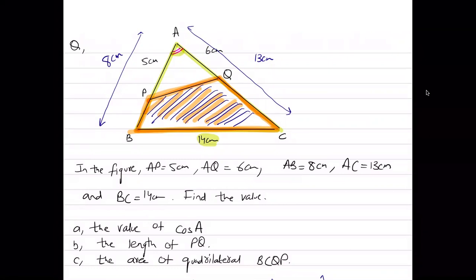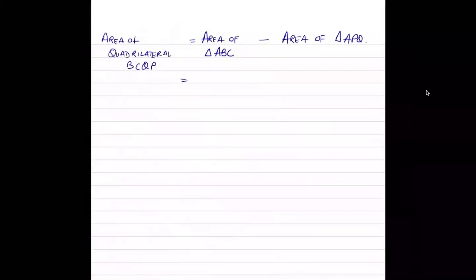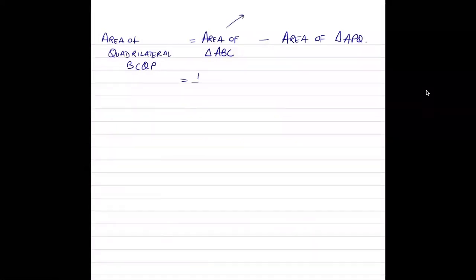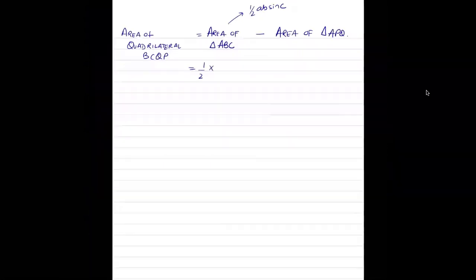1 upon 2 into base into height. That was when you had the perpendicular height given. What is another formula you saw for the area of a triangle? It was half ab sine C. Remember? If you have two sides and an included angle, you can use that formula. So half times, what are the two lengths?